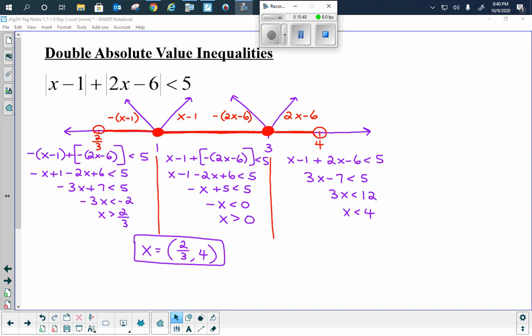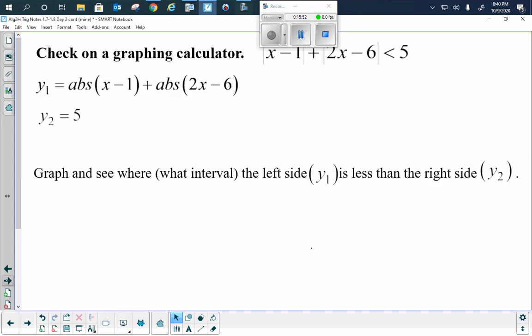So now let's do this same exact problem that we just did by hand, and let's work with it on the graphing calculator to reemphasize some things and make some connections. So let's check it on the graphing calculator. We're going to use that concept of when we taught you isect. We're not going to manipulate anything. We're just going to put the left side of the inequality in y1 and the right side in y2.